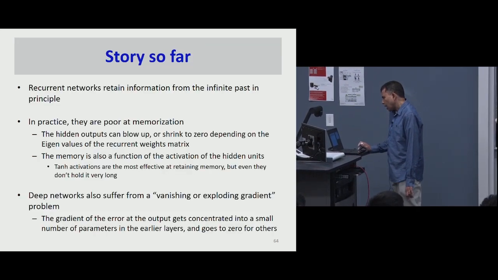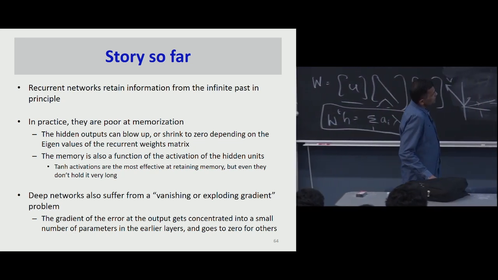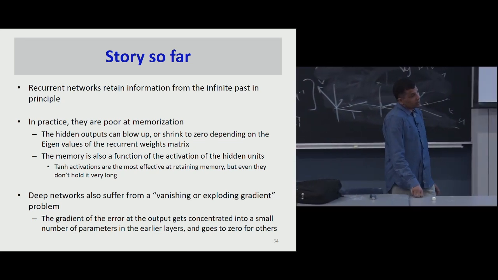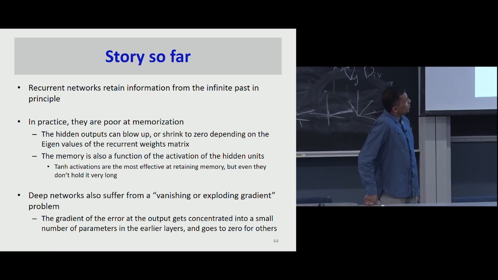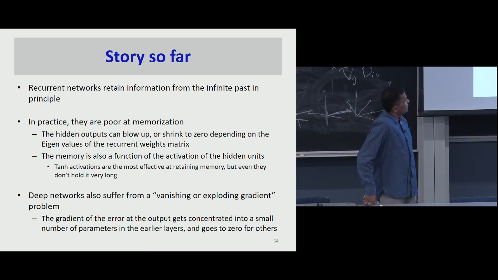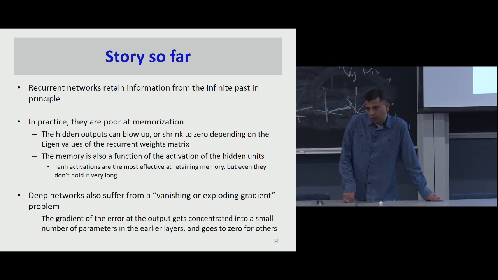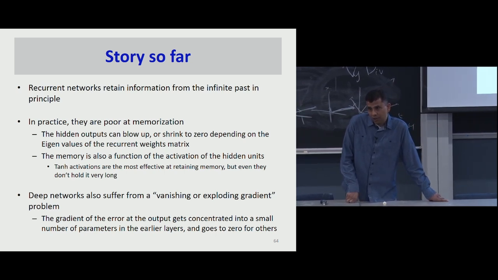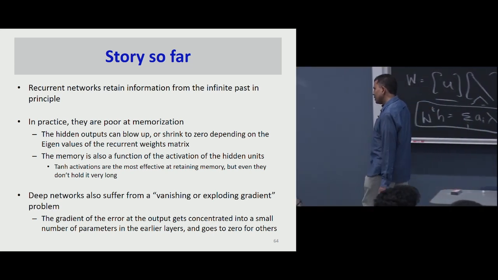So the recurrent networks retain information from the infinite past in principle. In practice, they are poor at memorization. The hidden outputs can blow up or shrink to 0 depending on the eigenvalues of the recurrent weights matrix. The deep networks also suffer from vanishing or exploding gradient. So you can't even learn these things properly. And that too depends on the behavior of the weights matrix and the Jacobians, right?